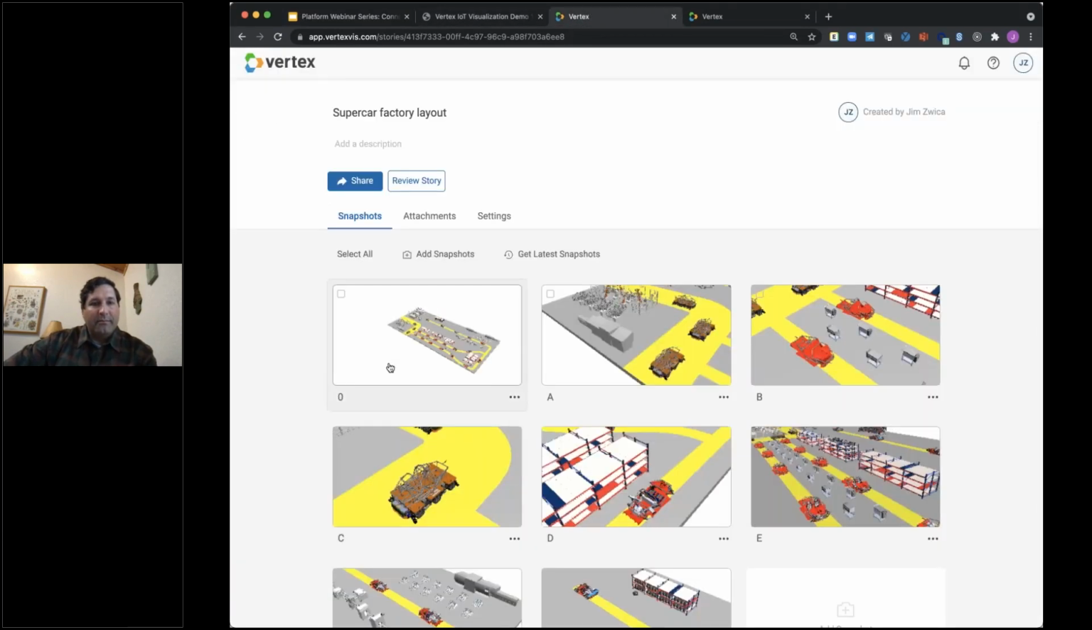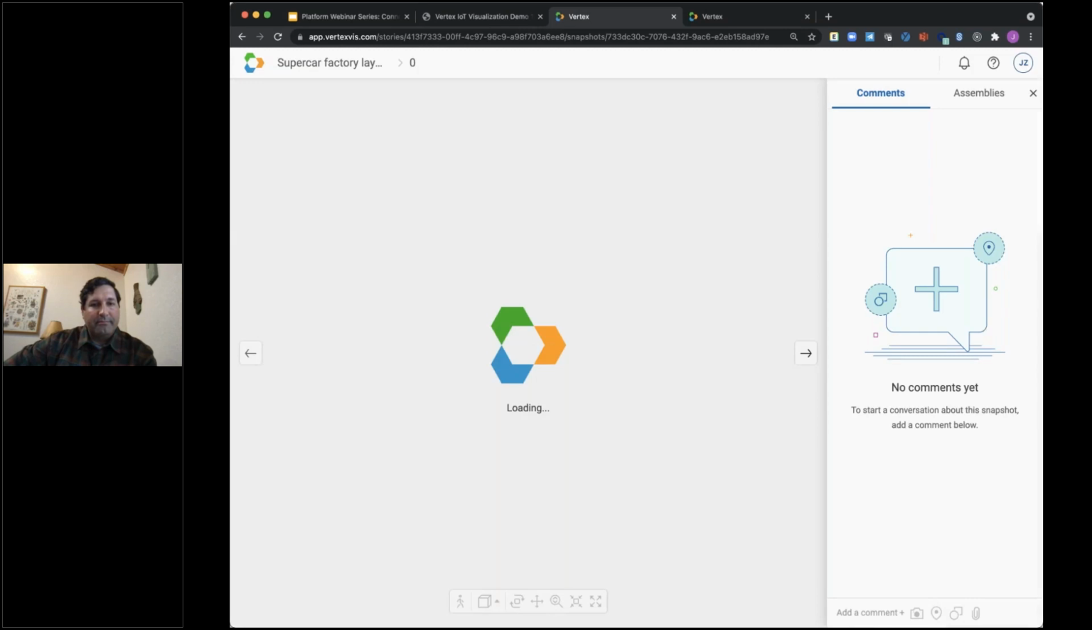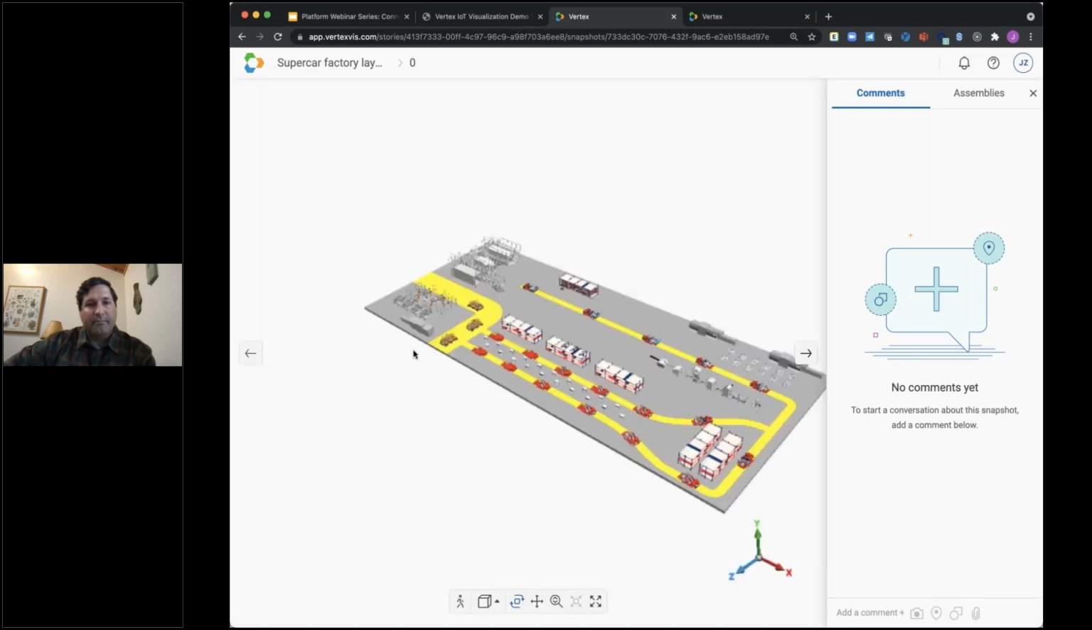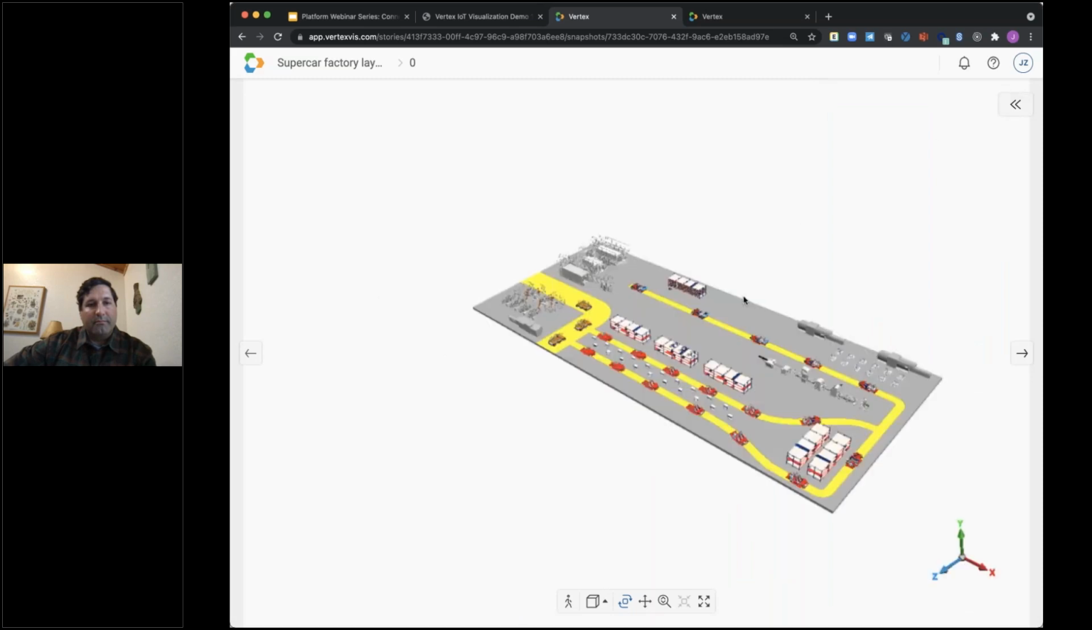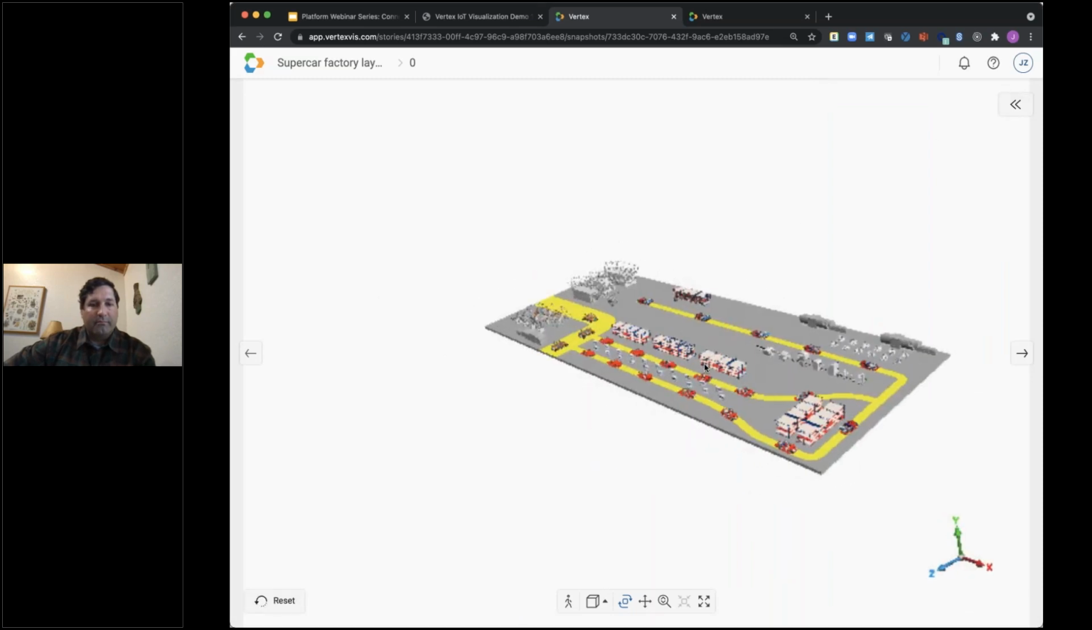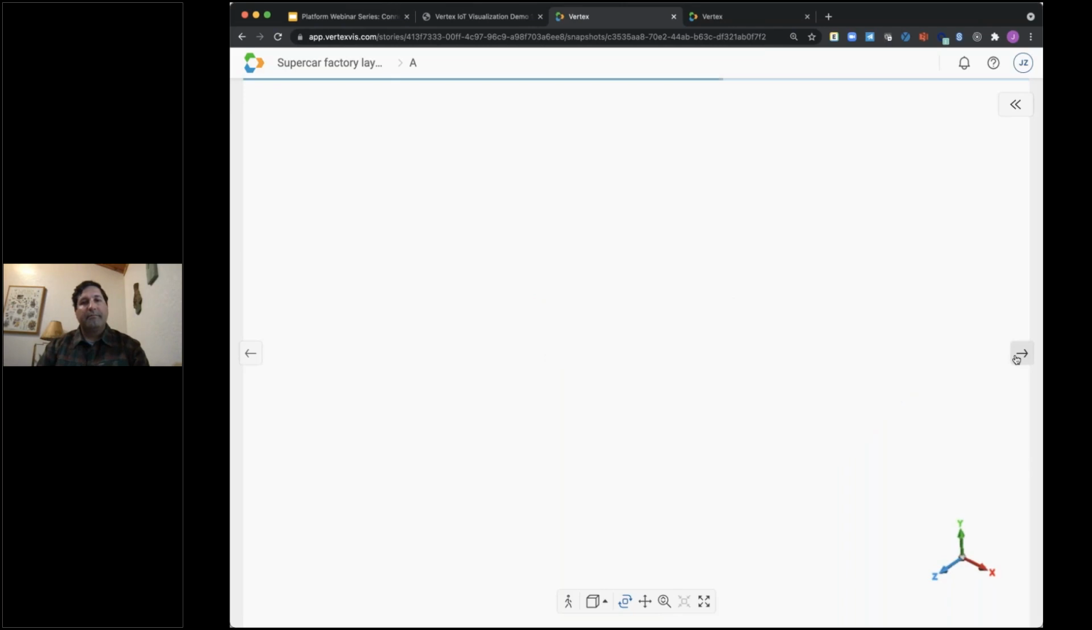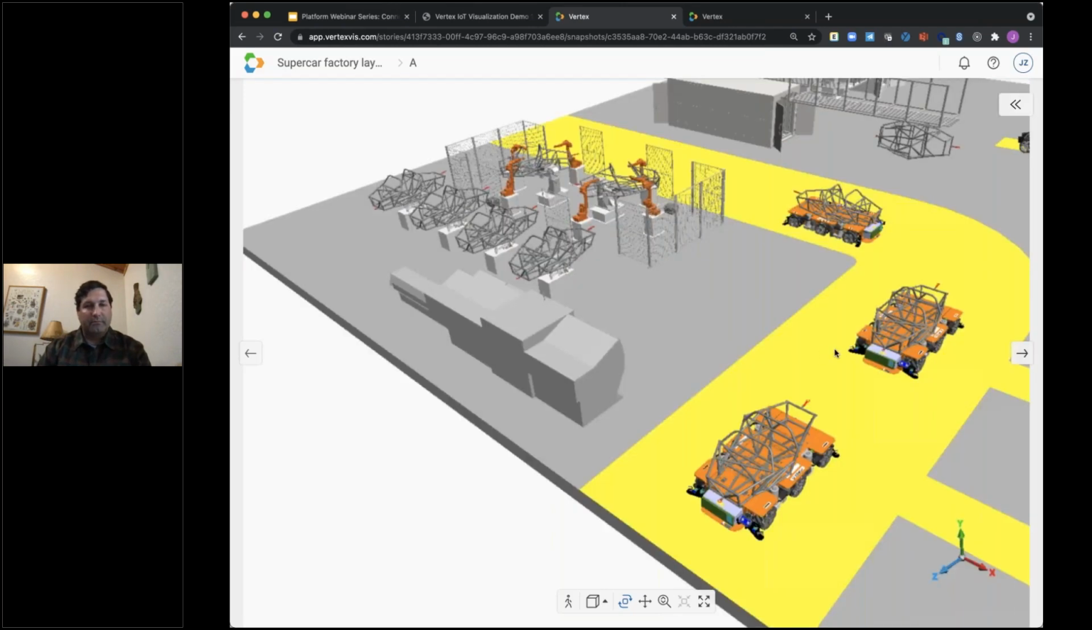So as John mentioned, the Vertex platform was built to be scalable beyond really anything that has existed up to now. So you can bring in your full 3D geometry. You can also bring in your factory geometry, I should say, and then you can also merge it with your CAD, so your product CAD.